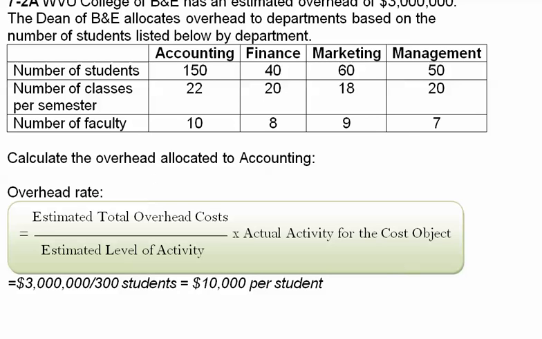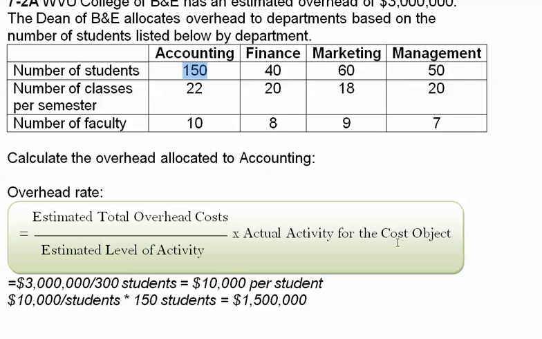Then what you do is you're going to go and figure out, okay, so how many students does the accounting department have? So when you take that 10,000 and multiply it by how many students the accounting department has, you will get the amount to allocate to the accounting department, and they had 150 students. So the amount of the 3 million that would go to the accounting department would be half of the overhead, or 1,500,000, because of the 300, half the students are accounting.